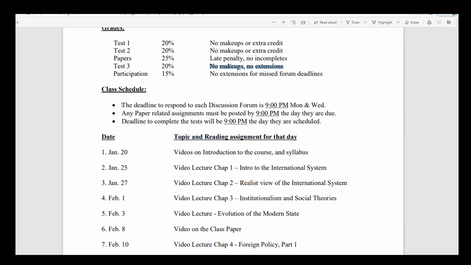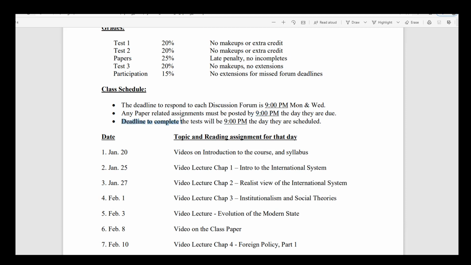Basics of the class schedule. The deadline to respond to each discussion forum is 9 p.m. They'll be posted each Monday and Wednesday. All of your paper-related assignments, such as the paper topic, which is a half page summary, or the peer-reviewed sources that you found so far, and your final paper itself, will be posted to a forum that I'll set up on Moodle. They will be due by 9 p.m. as well on that day.